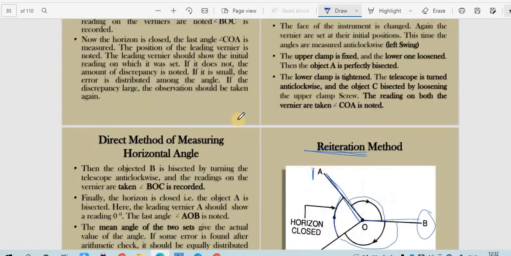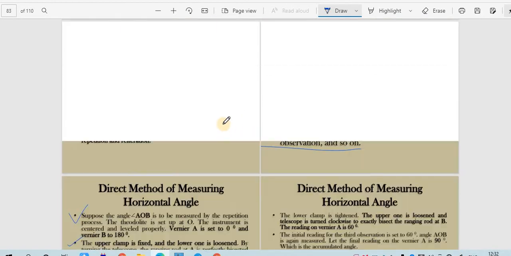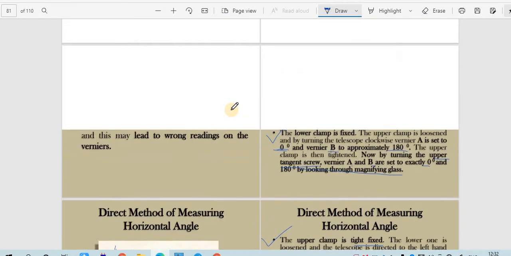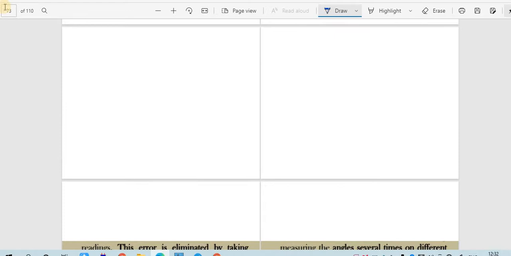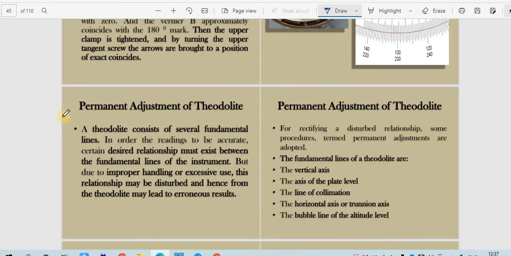After this, we'll see the permanent adjustment of your theodolite. So we'll start with the permanent adjustment of theodolite. As I've told you, whenever you shift your instrument to a new station, you will have to perform temporary adjustment. That is desired to make the line of sight perfectly horizontal. But because of excessive use and rough handling of the instrument, sometimes the principles or fundamental lines of the theodolite get disturbed. When these fundamental lines get disturbed, you will have to perform permanent adjustment.